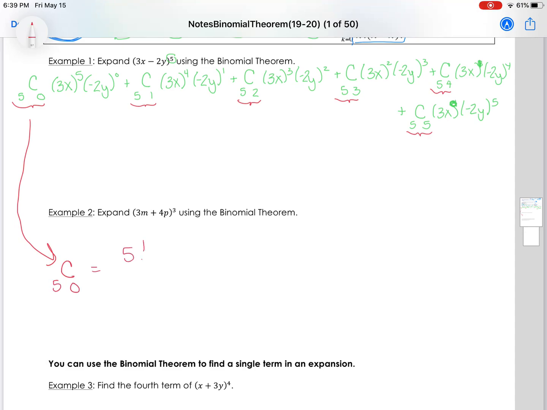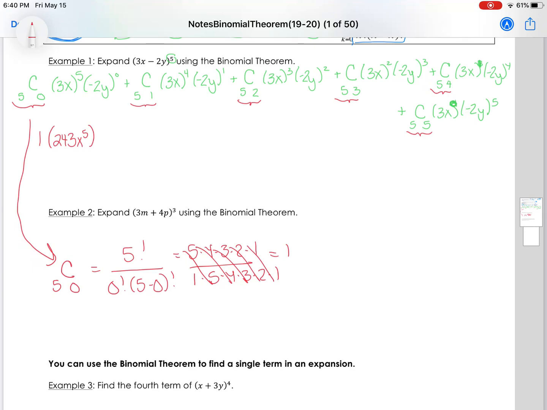If we have C(5,0), well, that's 5 factorial over 0 factorial times 5 minus 0 factorial. Well, 5 factorial is 5, 4, 3, 2, 1. 0 factorial is actually 1. 5 minus 0 is 5, so 5, 4, 3, 2, 1. And what you're going to find is that everything cancels, you just get 1. So the first value is 1. 3 to the fifth power is 243, x to the fifth. Negative 2y to the 0 is 1.